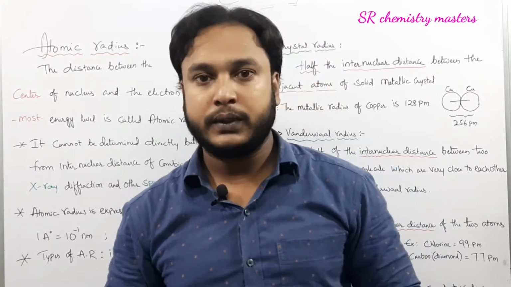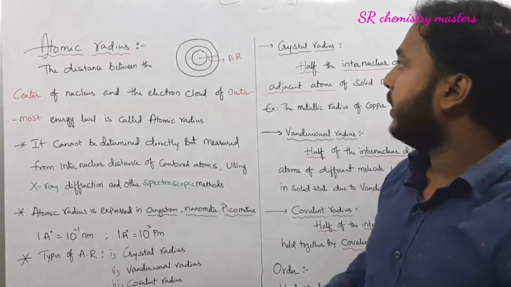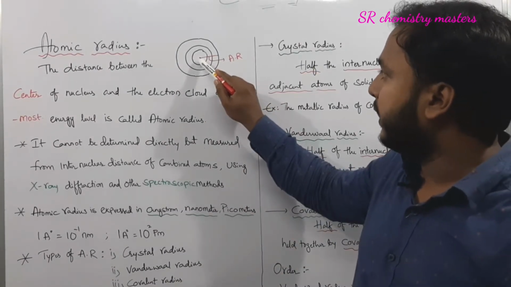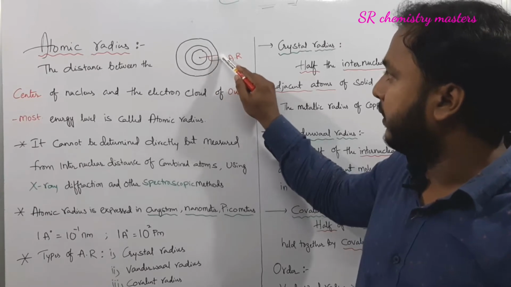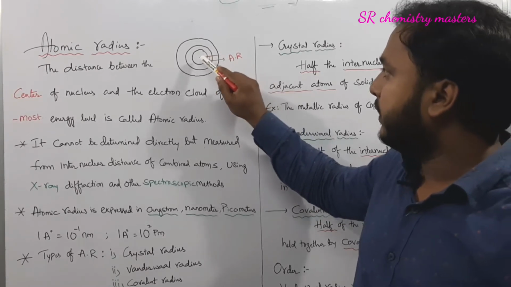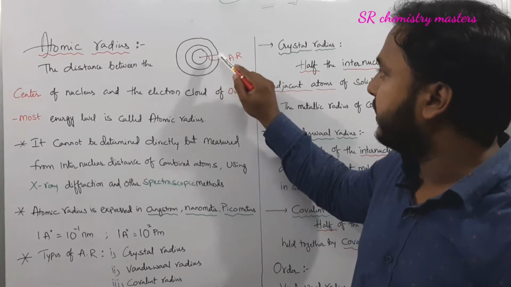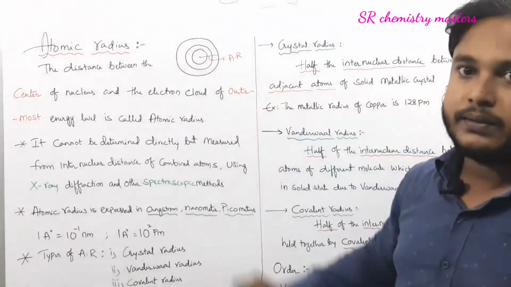If we see the pictorial representation, let us assume this to be an atom, and this is the center of the atom, and this is the last shell. If you see here, the distance between the nucleus and the outermost shell is considered as the atomic radius.